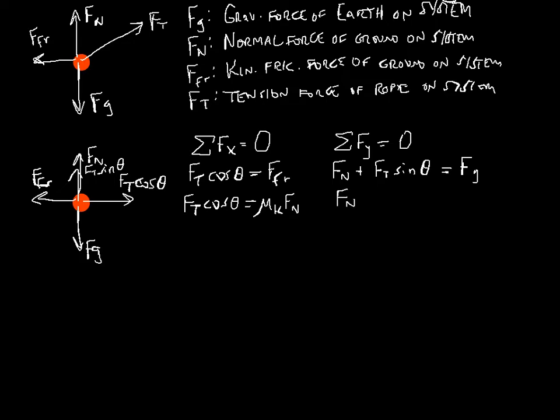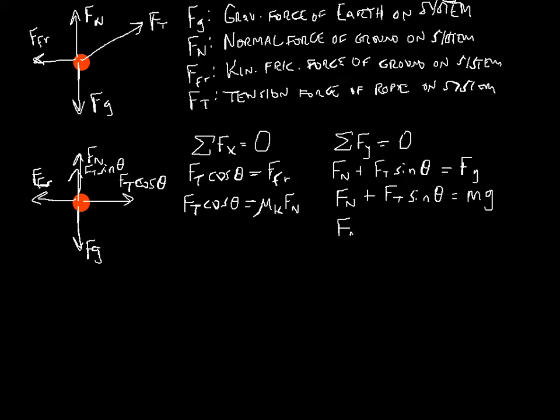Now plug in the formulas. So Fn plus Ft sine theta is equal to, the only formula you can plug in is gravity, the gravitational force, which is mg. And we can rearrange this equation to get the Fn by itself, because then we can take that formula for Fn and plug it in for the Fn over here.